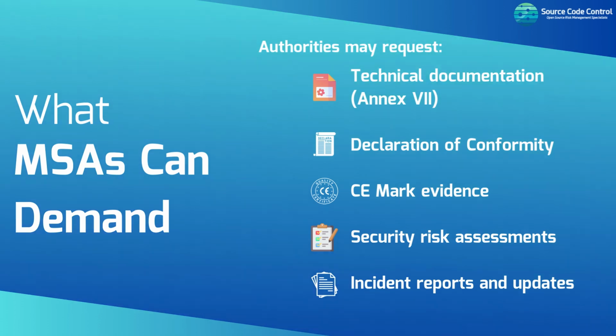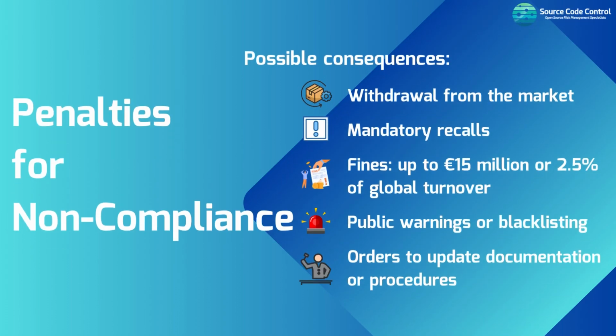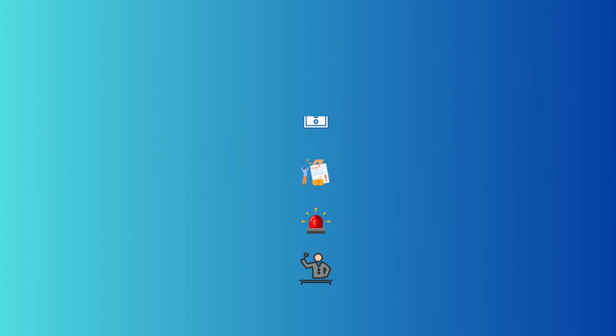So, what happens if you're found to be non-compliant? The CRA gives MSAs strong enforcement tools. They can order product withdrawals or recalls, impose public warnings, demand corrective actions, and yes, they can issue significant fines, up to 15 million euros, or 2.5% of your company's global annual turnover, whichever is greater. The reputational damage from non-compliance can also be severe, especially if the issue affects consumer safety or privacy.